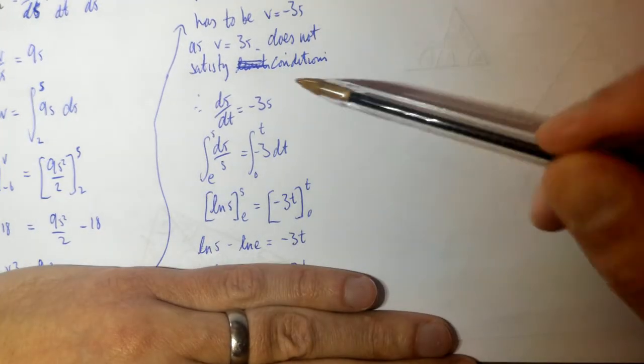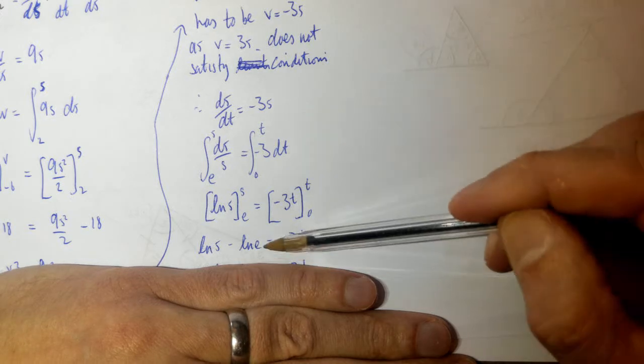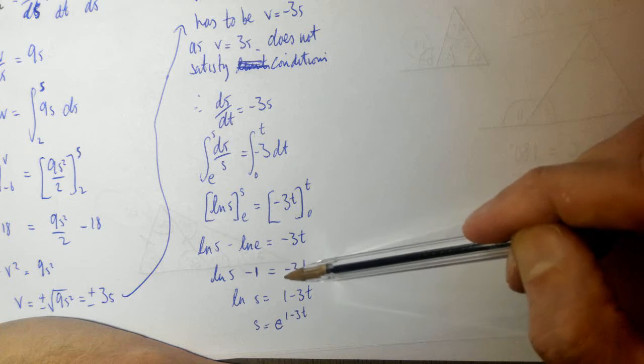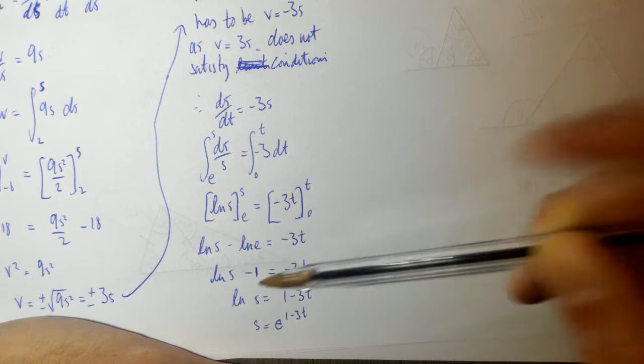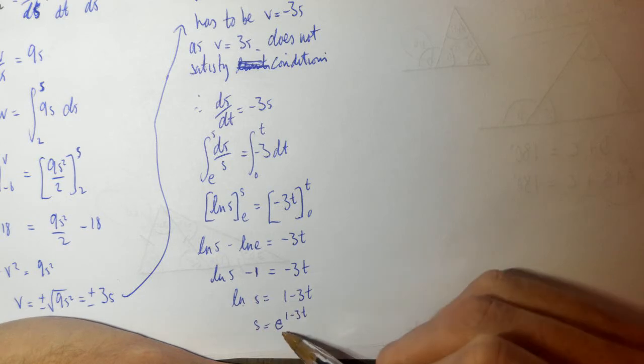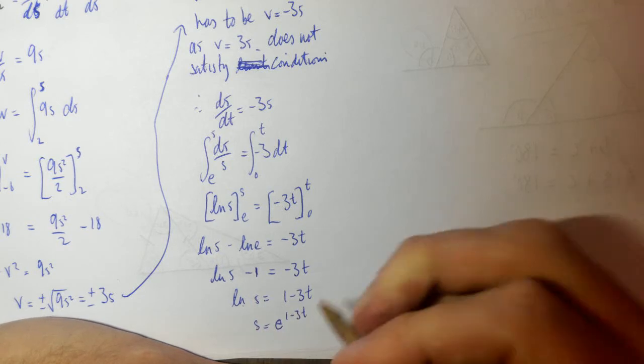We should be okay after this, hopefully, guys. Log of e is just 1, log of s stays there, minus 3t. You add 1, so 1 minus 3t. You put e to the power of, log of s is cancelled out to give you s, so it's e to the power of 1 minus 3t is your solution.